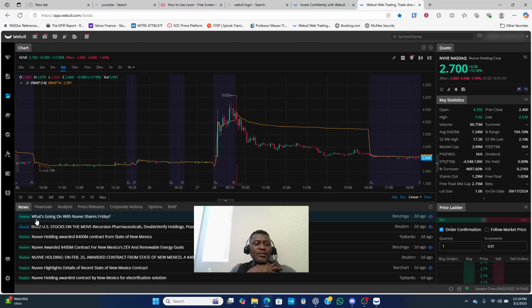So this stock got a contract of 400 million from the state of New Mexico. If the state of New Mexico will put 400 million into a company that has a 3.4 million market cap, then it tells you that there's something they've seen that gives them that confidence. So these are the reasons why I will check the market cap with the float and also with the news. Now I've got three things right here, and then I also look at the chart.